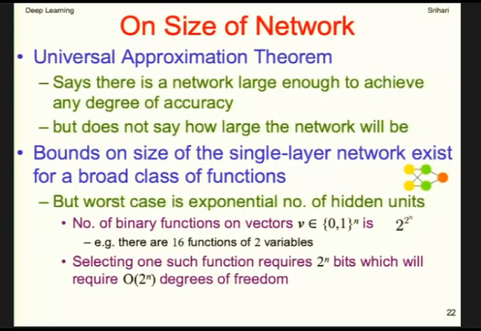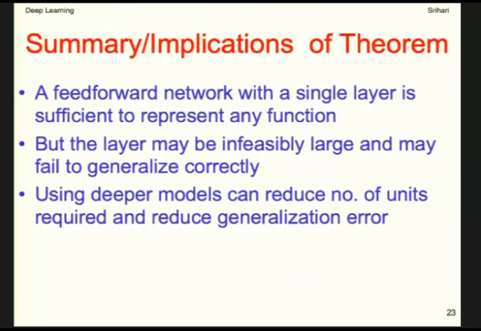Then there are interesting issues about the size of the network. The universal approximation theorem says there is a network large enough to achieve any degree of accuracy, but it does not say how large the network will be. Bounds on the size of a single network exist for a broad class of functions, and there are some formal statements about this. We have already seen the universal approximation theorem.